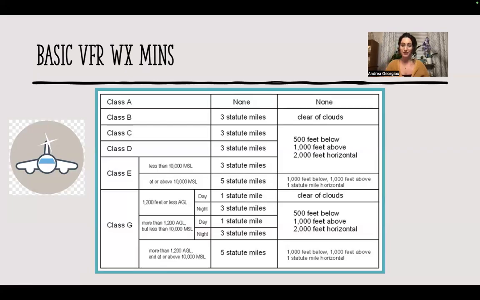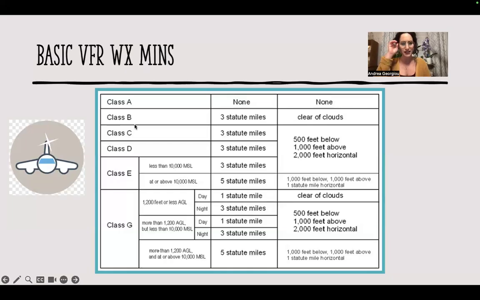So if you look at this table and the weather is below these minimums, then that means that you cannot fly in visual flight rules. It means you have to fly IFR. And in order to fly instrument flight rules, you have to have an instrument rating. So, for example, Class A, this column says none, and this column says none, which means there are not any VFR weather minimums, which means you cannot fly VFR in Class A. You have to fly IFR.